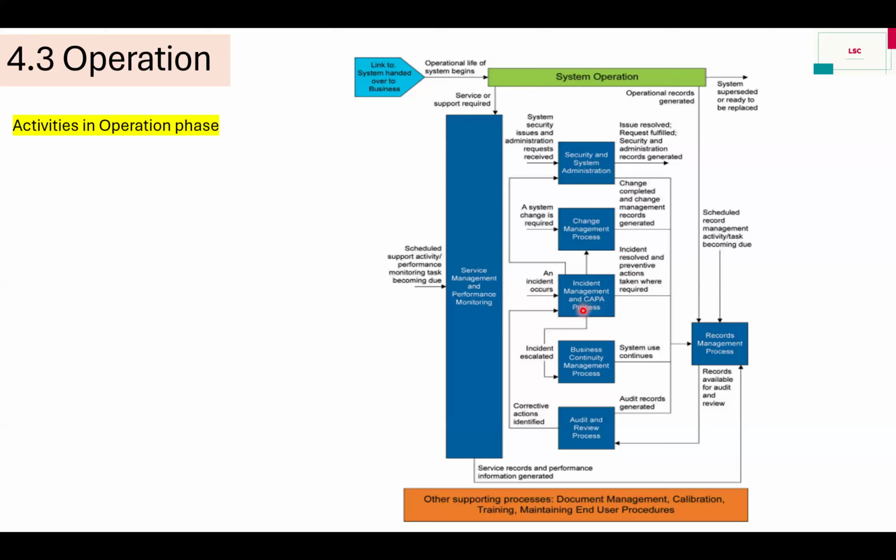Then corrective action and preventive action. CAPA is the process for investigating, understanding, and correcting the discrepancy based upon the root cause analysis. Whatever the root cause analysis, if you got some discrepancy, accordingly you have to plan your CAPA process.